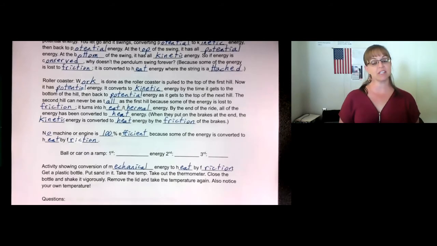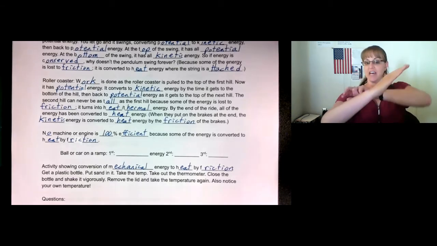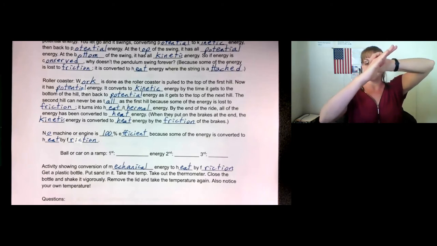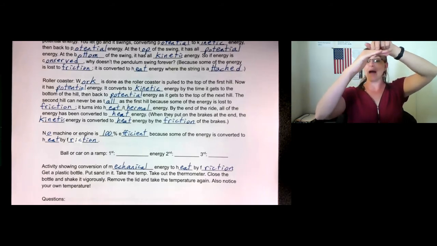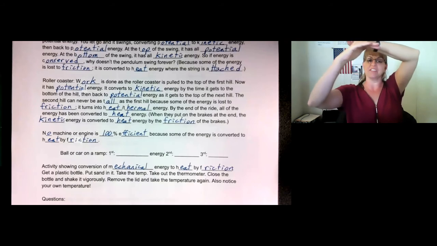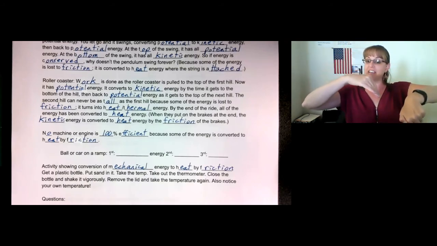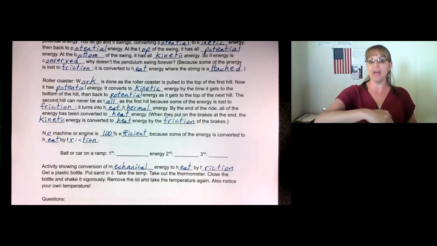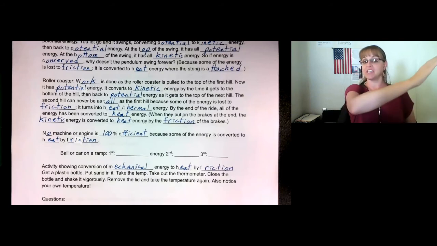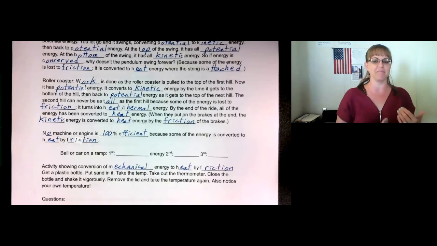A roller coaster is another example of conversion of energy and conservation of energy. First, work is done as the roller coaster is pulled to the top of the first hill. Now it has potential energy. As the roller coaster goes down that first hill, it is converted to kinetic energy, the energy of motion. At the bottom of the hill, it's all kinetic energy. Then at the top of the next hill, it's all potential energy. Well, mostly potential energy. There is a little bit of motion there, so it does have still some kinetic energy.